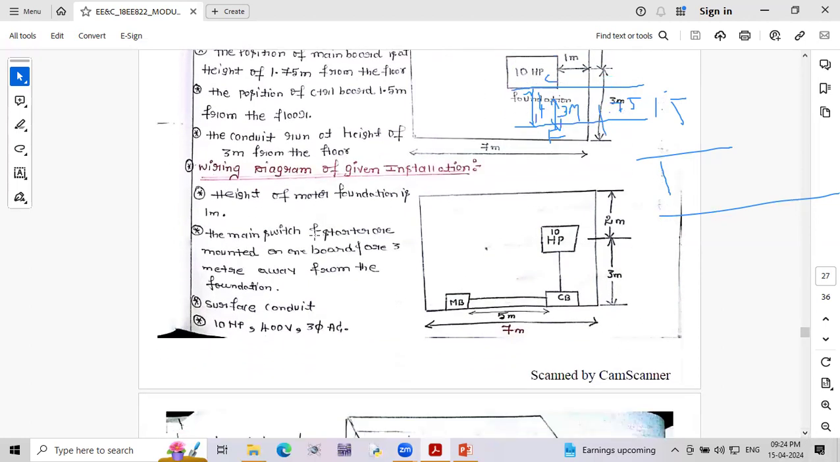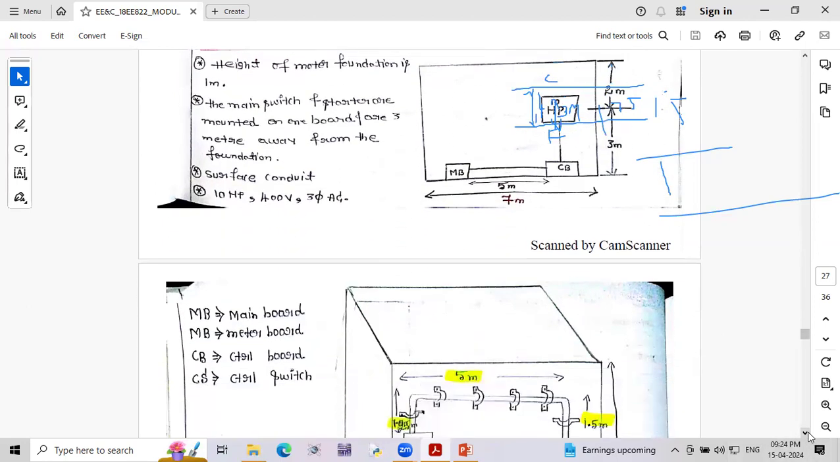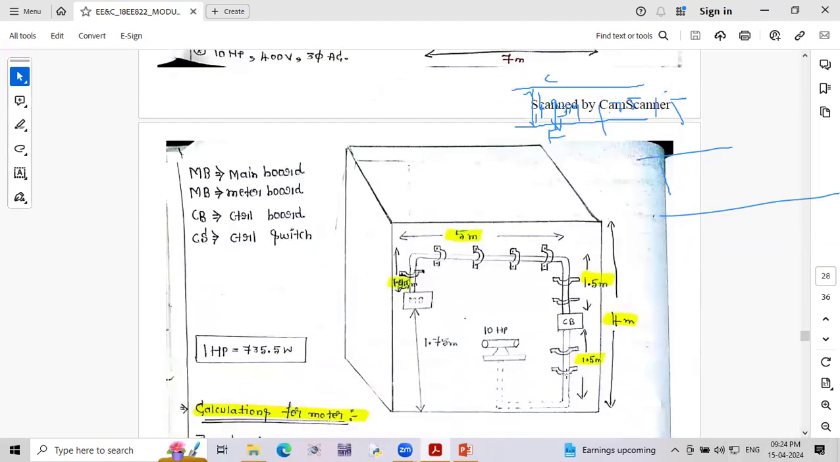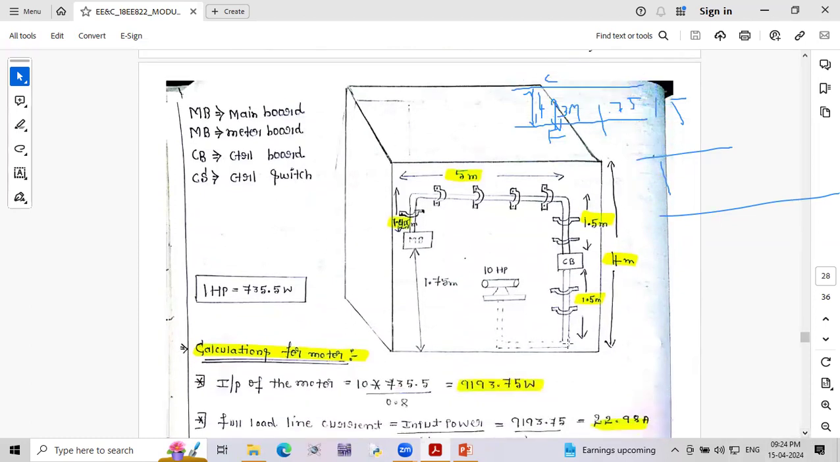Sorry, this one. The main switch and starter are mounted on one board and are 3 meters away from the foundation. Okay, this foundation is 3 meters ದೂರದಲ್ಲಿ ಇರಬೇಕು. So this foundation and this starter should be 3 meters away. So this length is 3 meters. Okay. Next one.